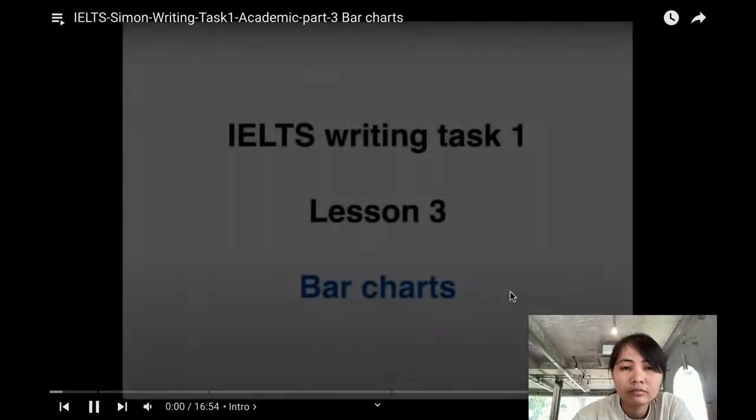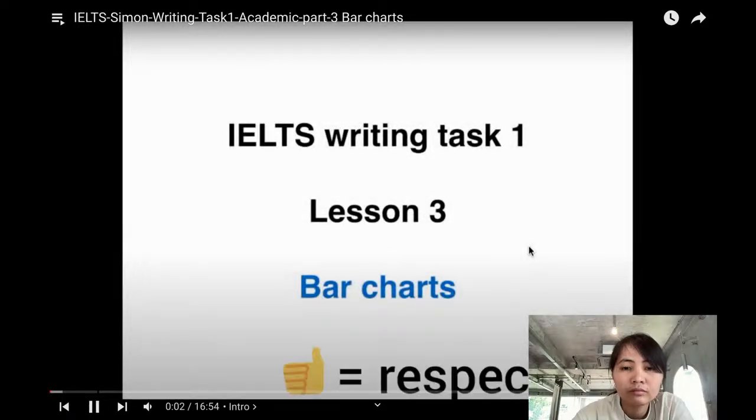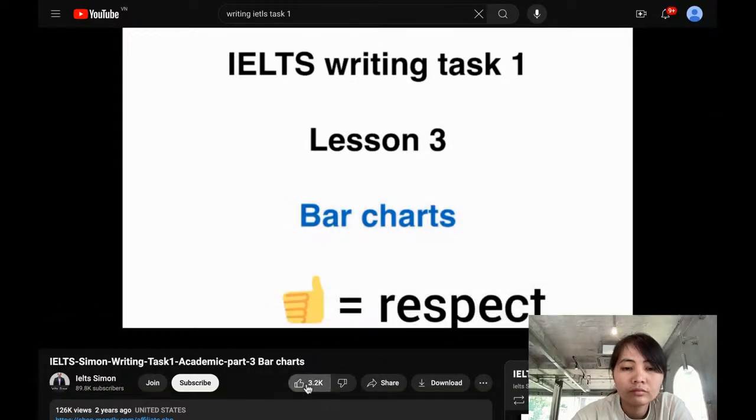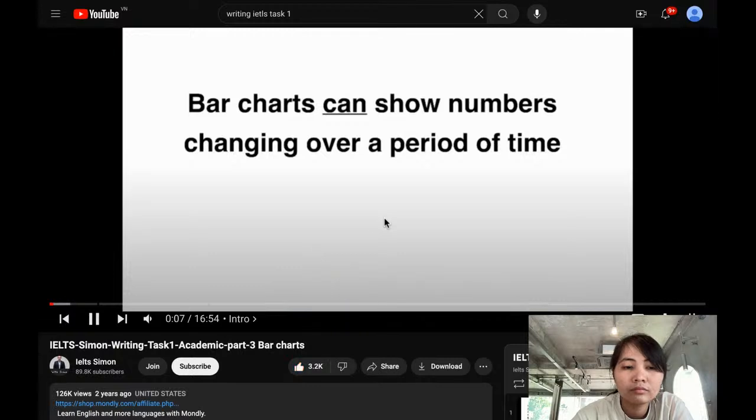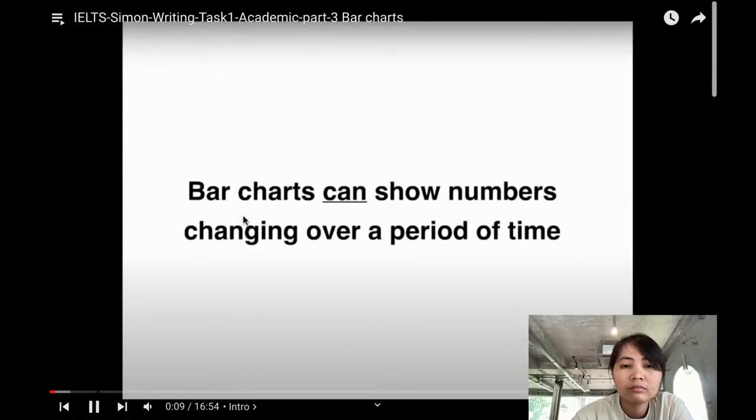IELTS Writing Task 1, Lesson 3, Bar Charts. Bar charts can show numbers changing over a period of time.